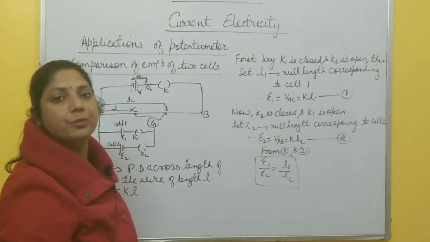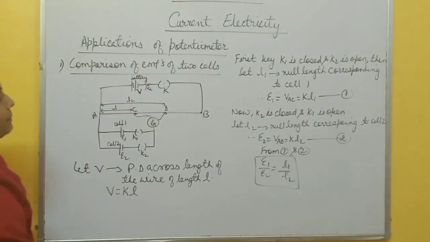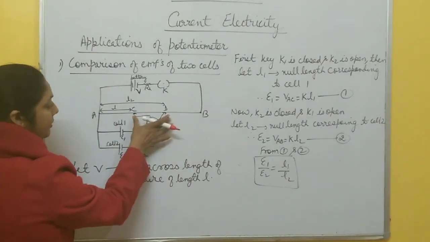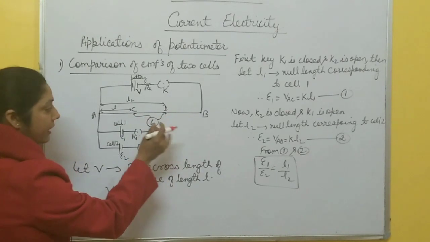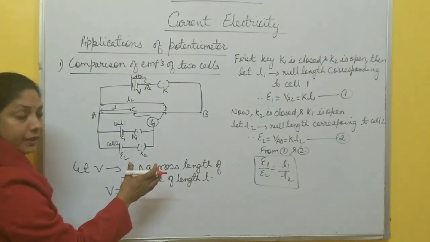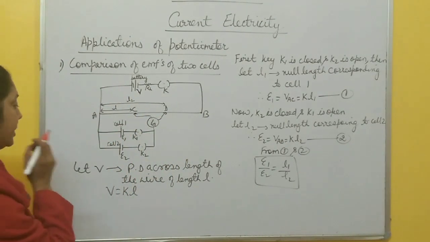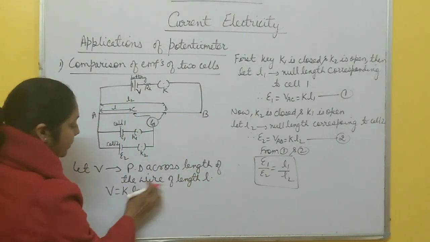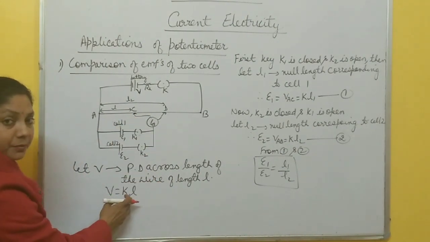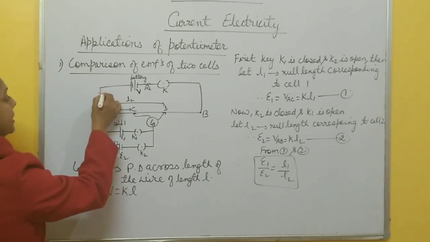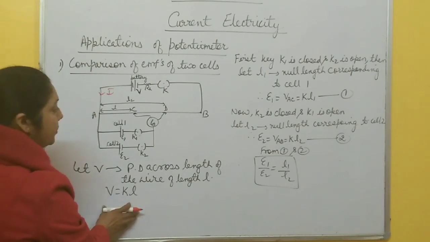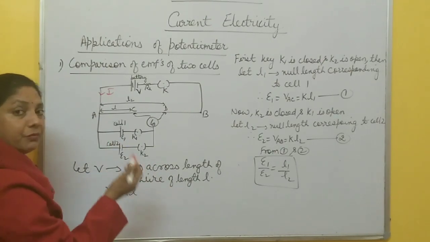Now applications of potentiometer. First application is comparison of EMF of two cells. This is a potentiometer, a wire AB of length L, and let us suppose that this wire has potential difference V. So let V be the potential difference across length L of the wire, and you know potential difference is directly proportional to length of the wire when constant current flows through it. So V equal to KL. This principle you know.